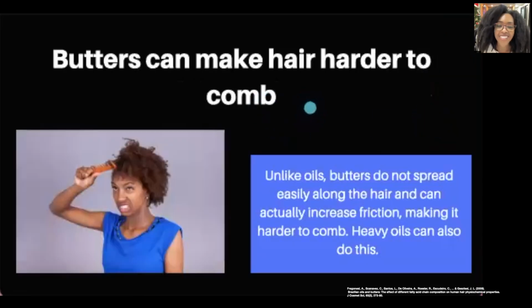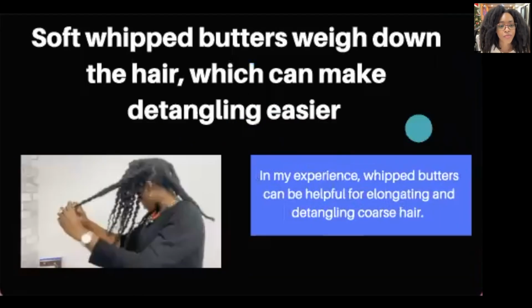Butters can make some people's hair harder to comb. They do not spread as easily along your hair, and so they can actually increase friction. And heavy oils can also sometimes do this, so it's something to be mindful of. Unlike oils, butters can make your hair harder to comb. However, in my experience, I actually find this increased friction really helpful.